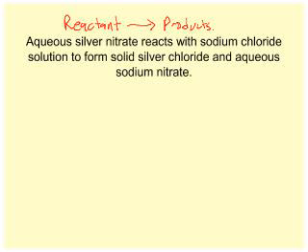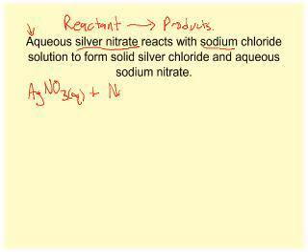So aqueous silver nitrate, I see silver nitrate, and I can name silver nitrate. Silver is Ag. Silver, of course, is +1. Nitrate is NO3 negative. And if it's aqueous, the way I would indicate this is to put a little AQ. And we'll talk about aqueous a little bit later. Reacts with sodium chloride solution. Sodium, Na. Chloride is one element, Cl. Sodium is +1 from the periodic table. Chloride is -1 from the periodic table, so it's NaCl.